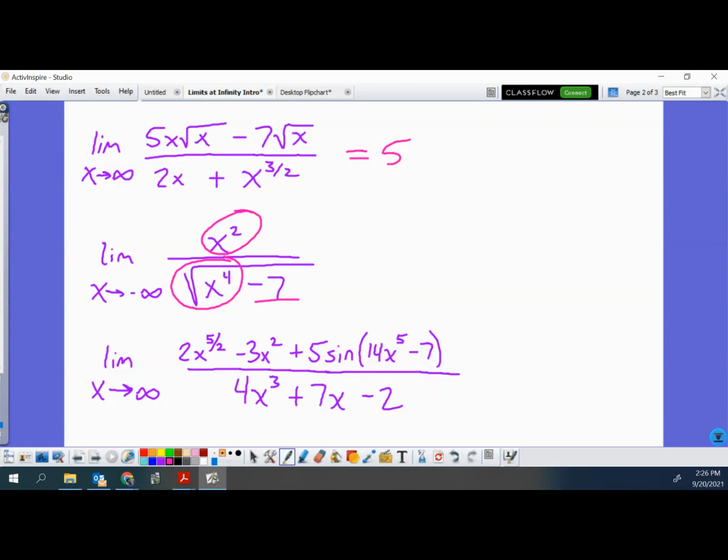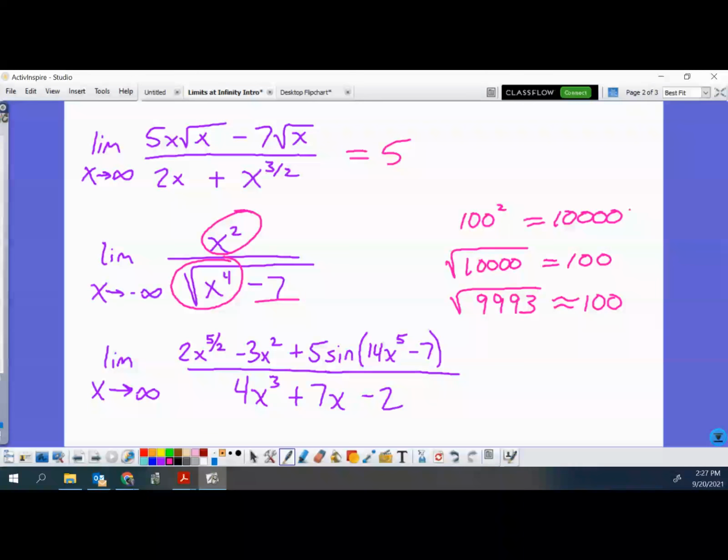Let me show you what I mean. If you looked at, say, 100 squared, right? 100 squared is 10,000. If you take the square root of 10,000, of course you get 100, right? If I subtract 7 from it first, you're almost at 100. It's not 7 less than 100. It's like 99 point, probably 9 something. I'm not even going to put it in a calculator right now. You can try it if you like, but it's very close to 100.